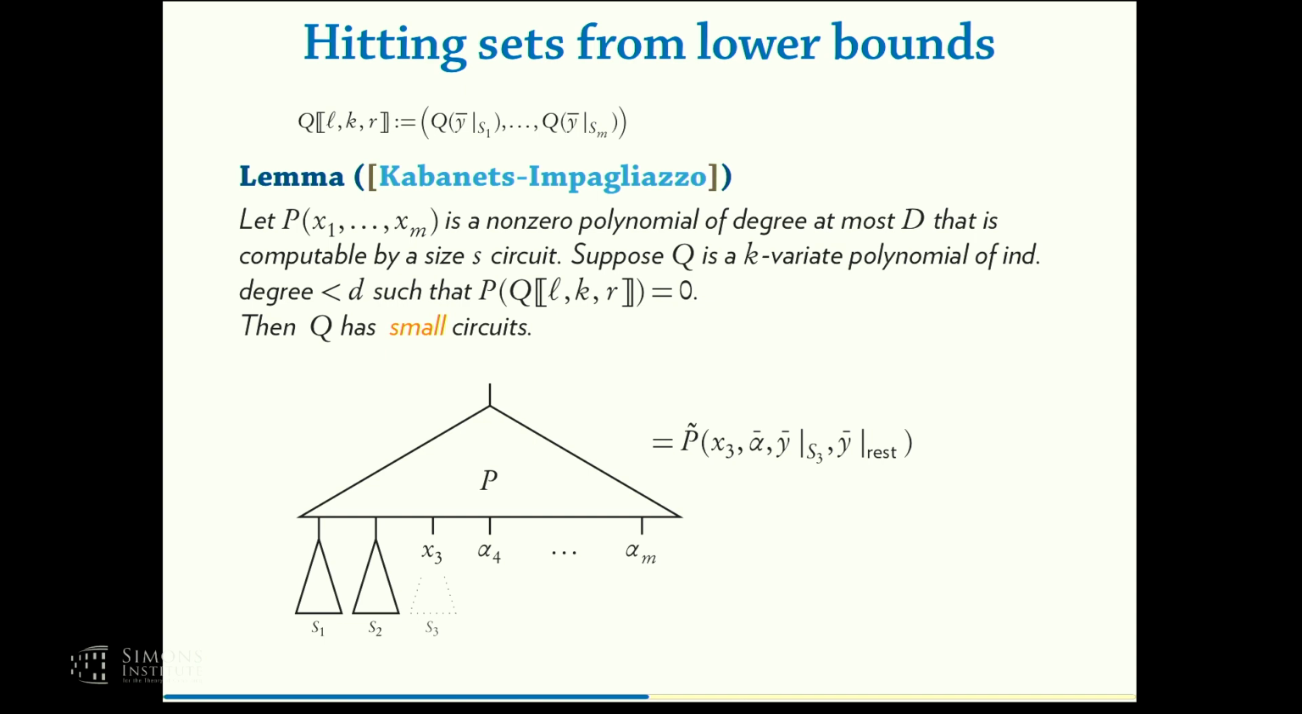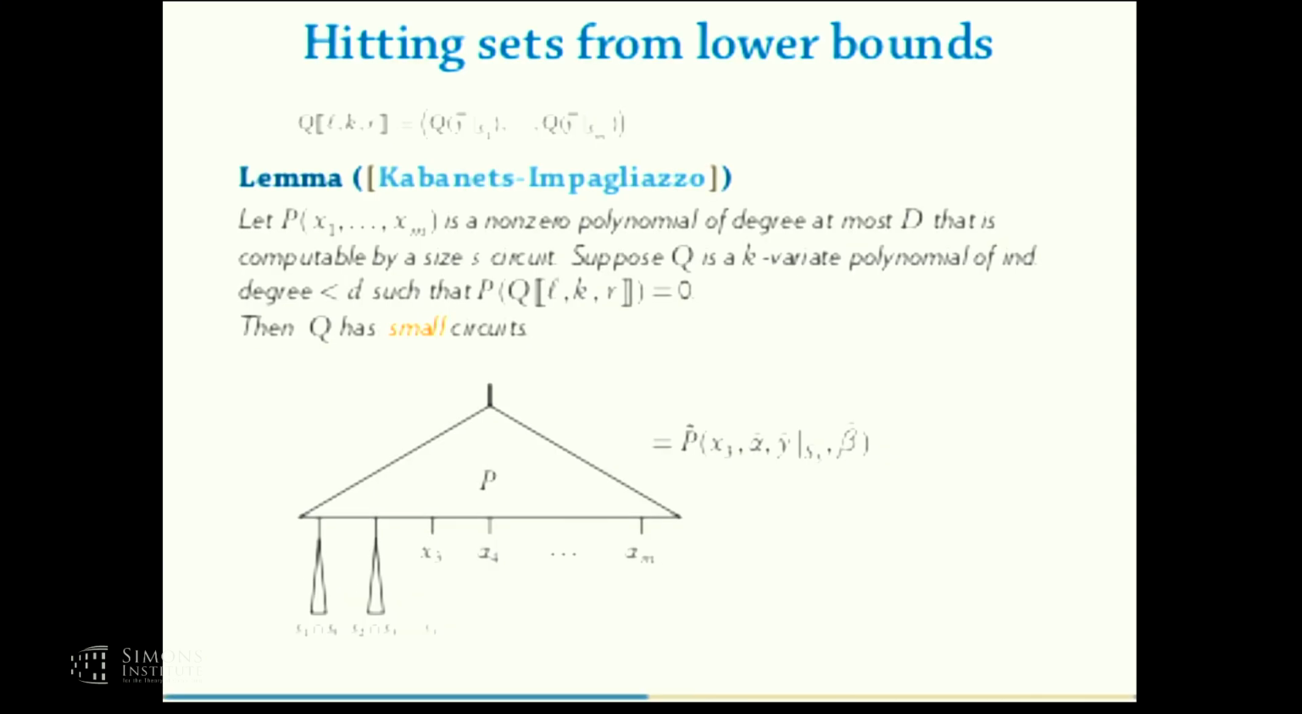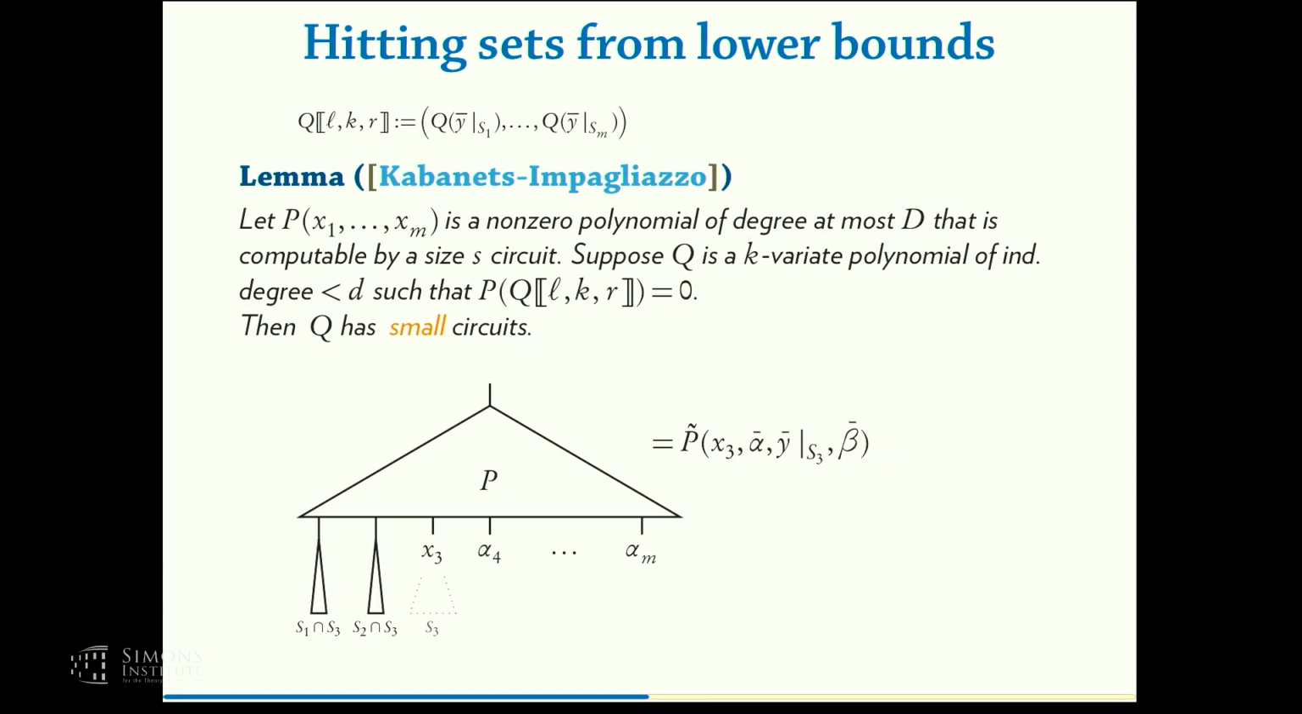So now it depends on just x3 and the y variables. The next thing I want to do is get rid of the y rest variables by plugging in values such that non-zeroness is preserved again. Now the point is, earlier these were all Q's evaluated at these subsets. But the moment I substitute everything outside of S3, whatever this polynomial is, it's going to depend only on the variables that actually belonged in S3.